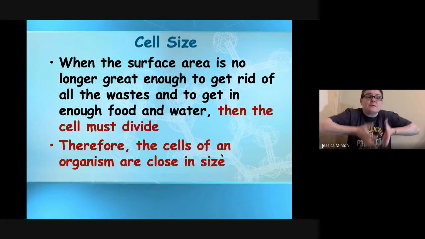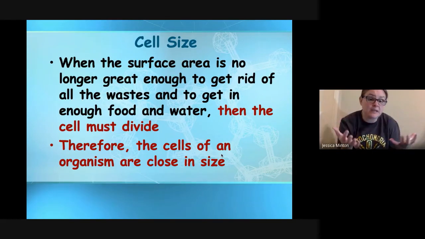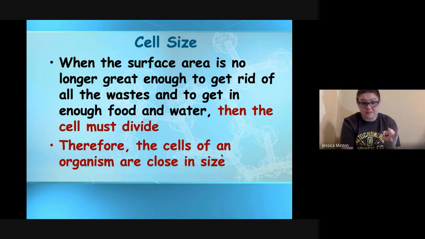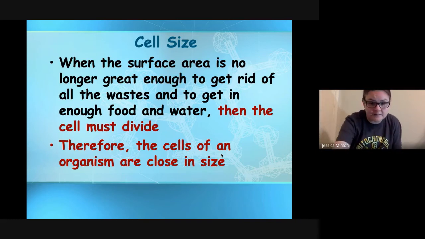So if everything inside gets too big, that cell is going to have to figure out what to do. There are only two options. It either gets so big, kind of like a balloon, that it goes boom, and we don't want that to happen. Or it gets to the point where it can divide. So the cells of the organisms are going to be close in size. They all get to a certain point, and they all divide.